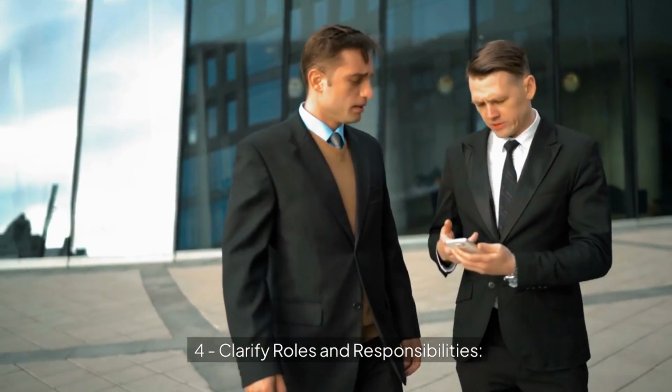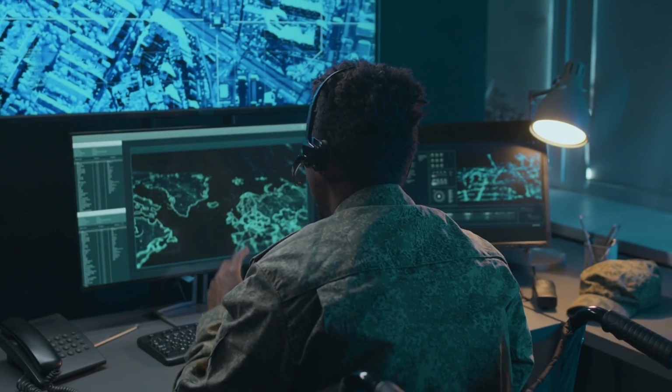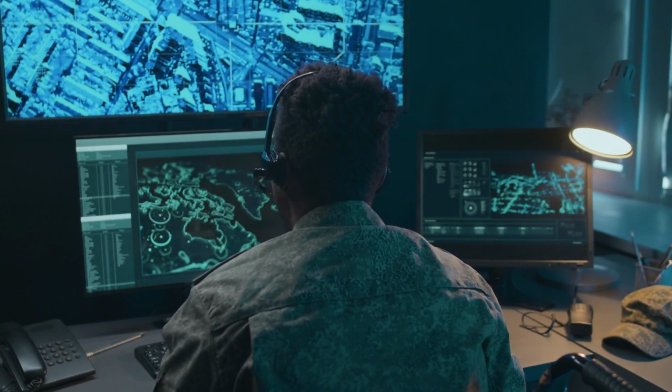4. Clarify roles and responsibilities. Clearly outline the roles and responsibilities of both beneficiaries and executors in addressing the estate's debts. Executors should understand their duty to manage and settle debts before distributing assets to beneficiaries. Beneficiaries should be aware of any potential delays in receiving their inheritance due to debt repayment obligations.